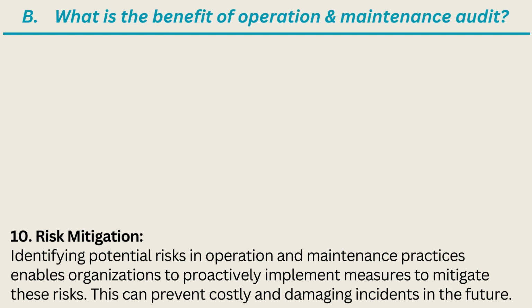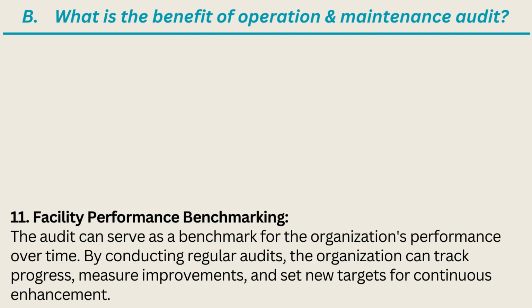10. Risk mitigation. Identifying potential risks in operation and maintenance practices enables organizations to proactively implement measures to mitigate these risks. This can prevent costly and damaging incidents in the future. 11. Facility performance benchmarking. The audit can serve as a benchmark for the organization's performance over time. By conducting regular audits, the organization can track progress, measure improvements, and set new targets for continuous enhancement.